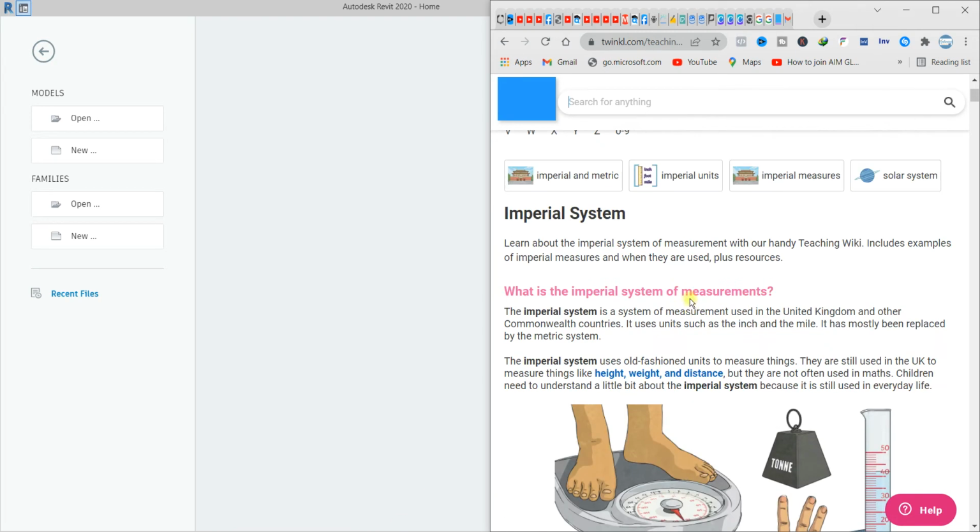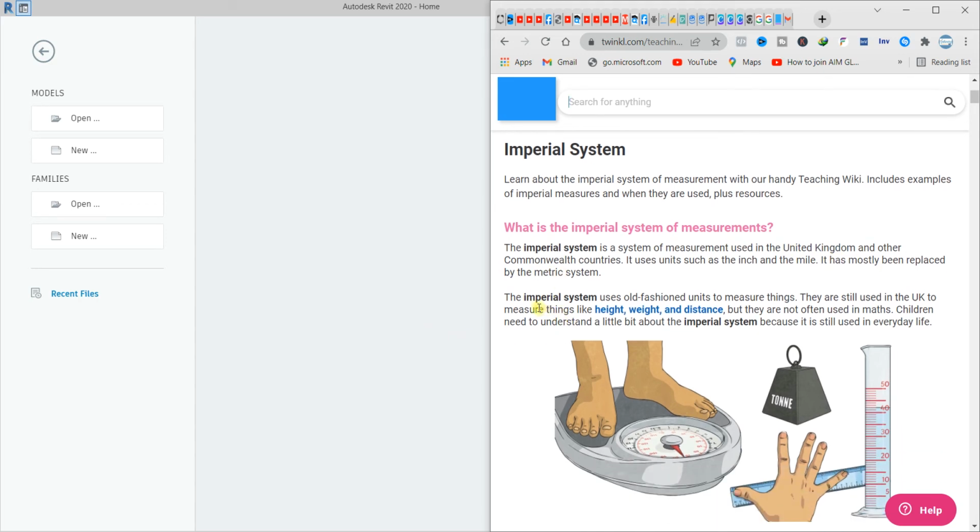So back to our Revit lesson, as we've read something small about the imperial unit and metric unit. To repeat, the imperial unit is a system of measurement used in the United Kingdom and other Commonwealth countries. It has been replaced by the metric system. Imperial units use old-fashioned units to measure things. They are still used in the UK to measure things like height, weight, and distance.